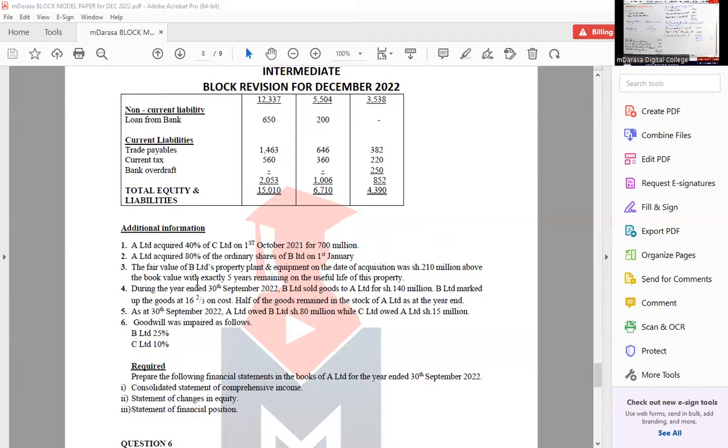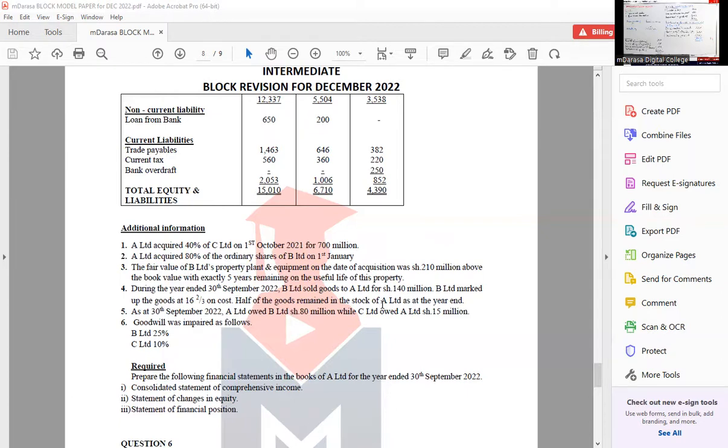But the date factor is always very important. You need to consider, when did you acquire that? When did we acquire our subsidiary? This is what you're told further. During the year ended 30th September 2022, B Limited sold goods to A Limited for 40 million. B Limited marked up the goods at 16 2/3% on cost. Half of the goods remain in stock of A Limited as of the year end.